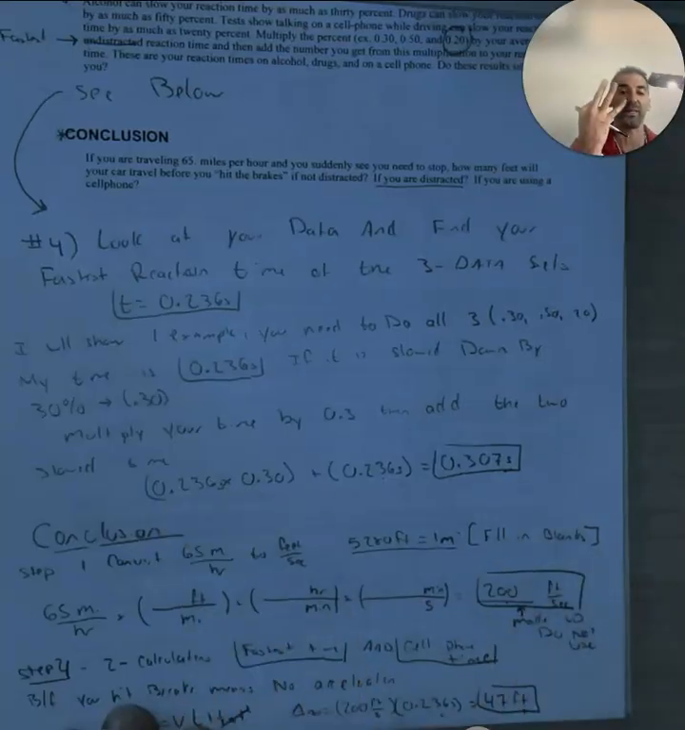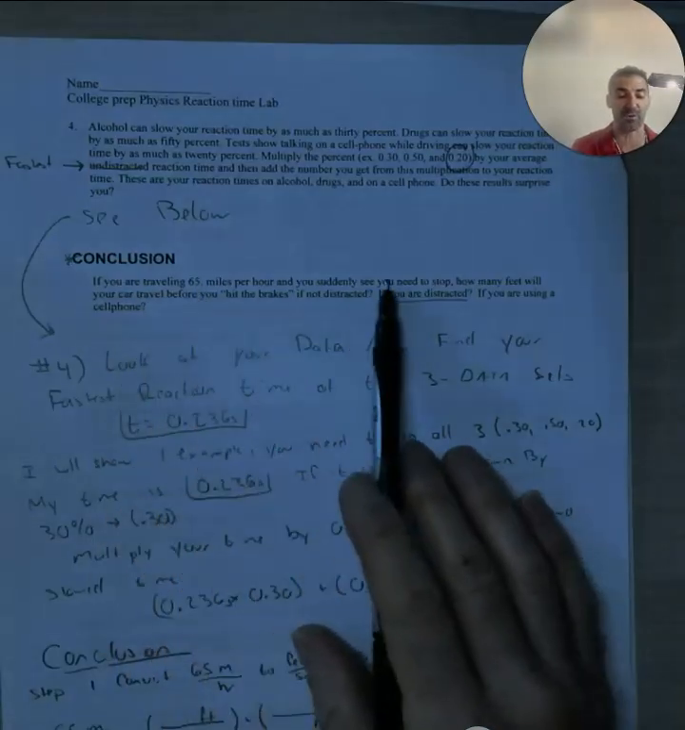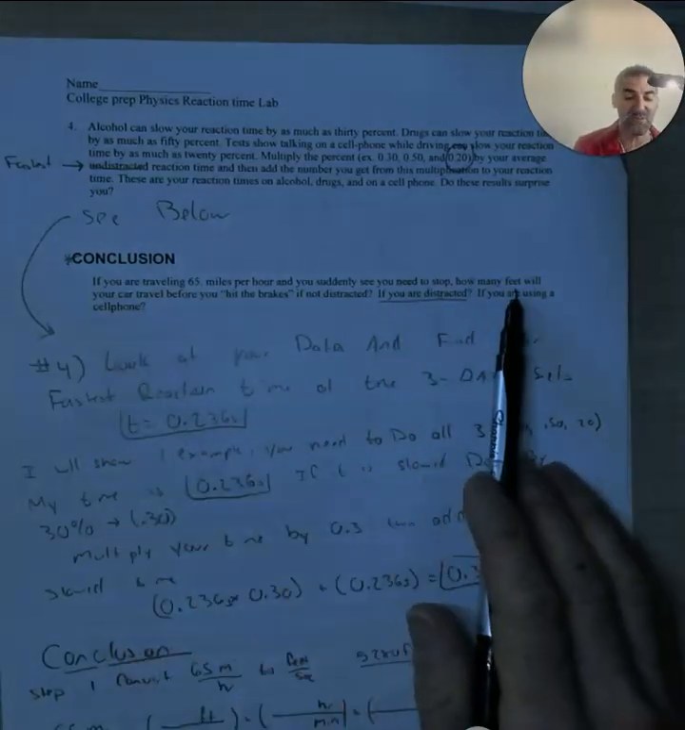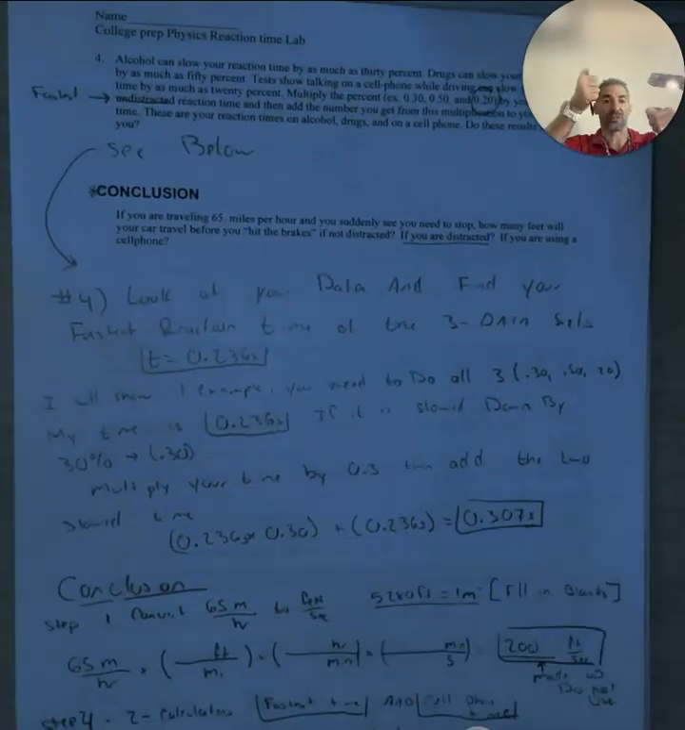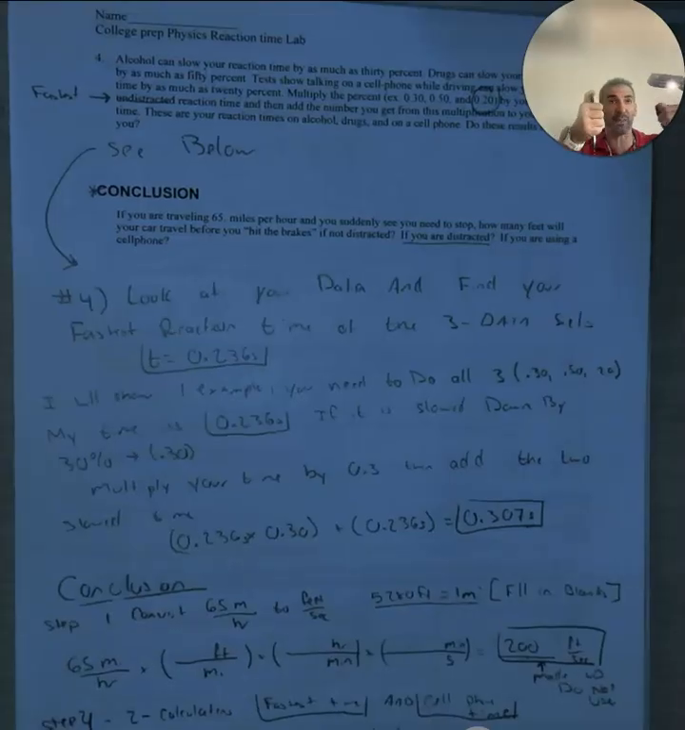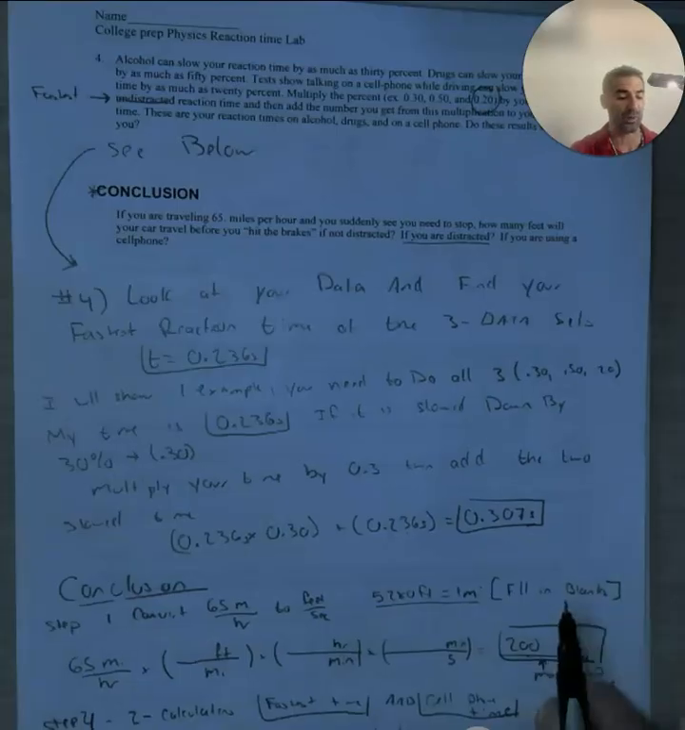So you can follow my example. You have to do that 3 times. Now the conclusion says if you're traveling at 65 miles per hour and you suddenly need to stop, how many feet will you go before you hit the brakes? In other words, you're driving along, driving. Oh no, there's a dog. Slam on the brakes. The amount of time it takes your brain to react to the dog, you haven't hit the brakes yet. So you're still traveling at 65 miles per hour. That's what we're going for here.